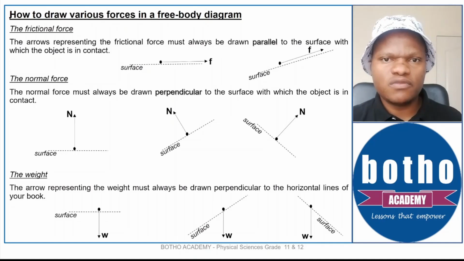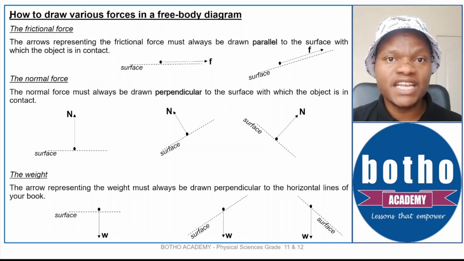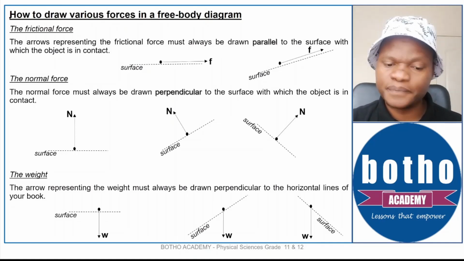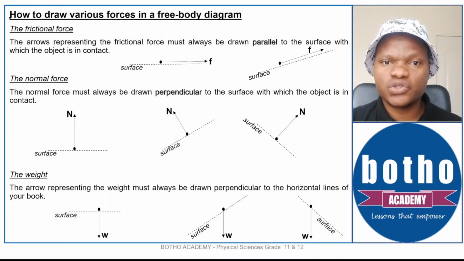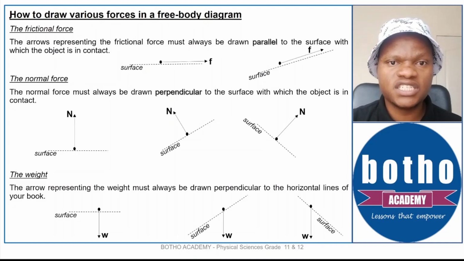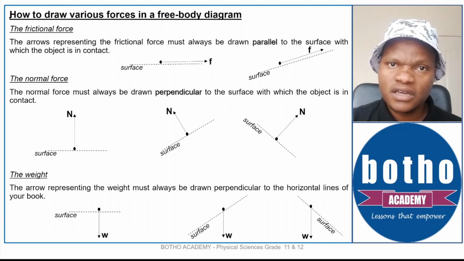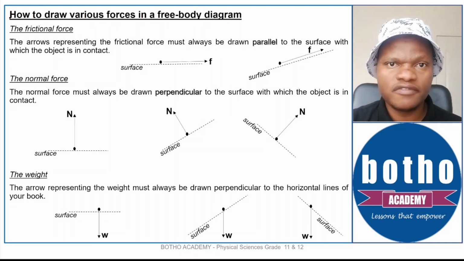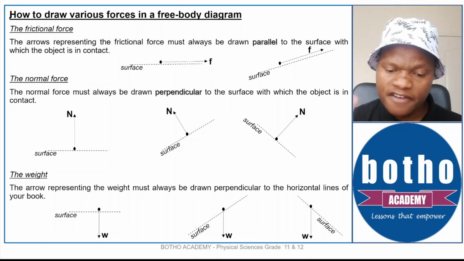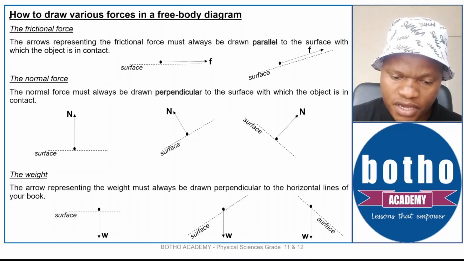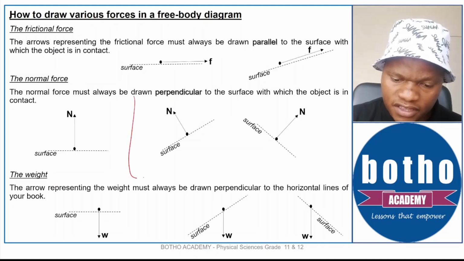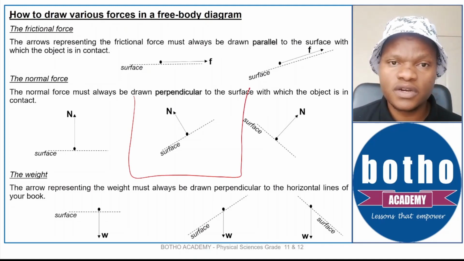Now, these are some of the strategies that you have to remember each time you draw a free body diagram. The frictional force is related to the surface in terms of direction. It's parallel to the surface. The normal force is perpendicular to the surface at all times. I have seen, if I may just go back, especially in situations like this one. Let's pay attention to this one.